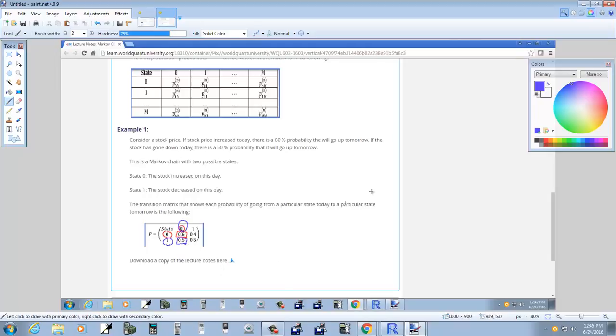Now, all the probabilities add up to 1, so 0.4 and 0.5, that kind of goes hand in hand with that. Keep that in mind. That's off the lecture notes.